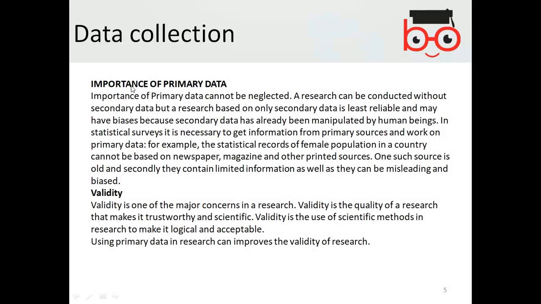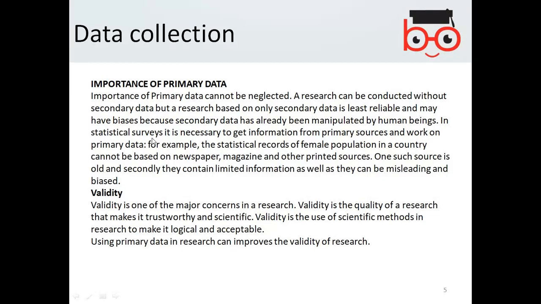Importance of primary data. The importance of primary data cannot be neglected, because research can be conducted without secondary data, but research based only on secondary data is least reliable and may have biases, because secondary data has already been manipulated by human beings. So primary data itself is much more important. You can carry out your research without looking at the secondary data.